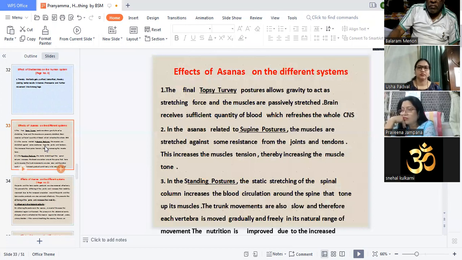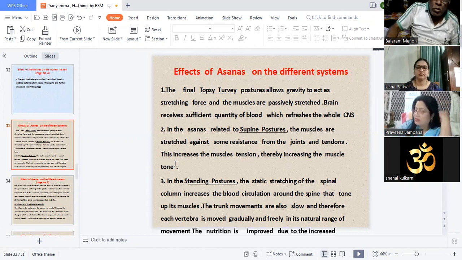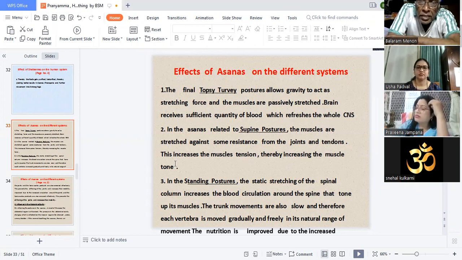Effect of the asanas on the different systems. Inverted, topsy-turvy postures allow gravity to act as a stretching force and the muscles are passively stretched. Brain receives sufficient quantity of blood which refreshes the whole central nervous system. In the asanas related to supine posture, the muscles are stretched against some resistance from the joints and tendons. This increases the muscle tension, thereby increasing the muscle tone.